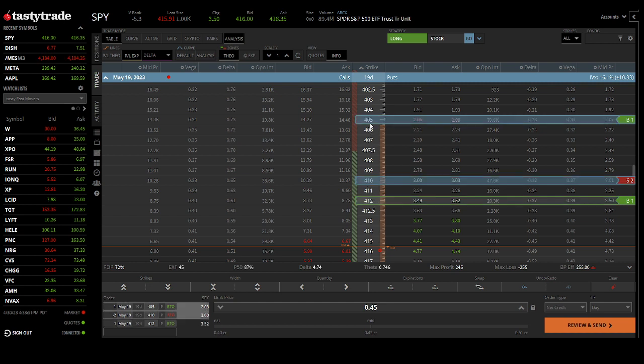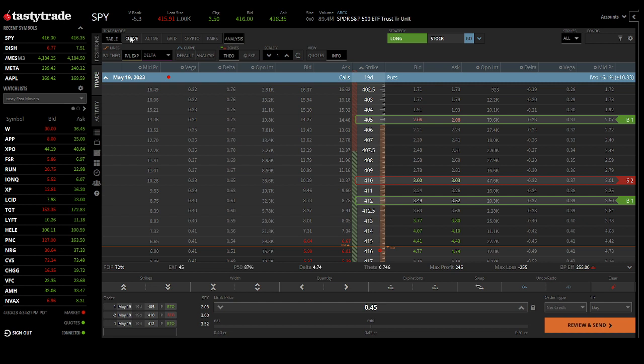So you have a $5 wide put credit spread essentially, selling the 410, buying the 405. And then you have a $2 wide put debit spread, buying the 412 and selling the 410. This gives you a credit that you're collecting, still a positive theta, but it gives you a skewed delta because you have a higher amount of short puts that you are selling. Your max profit is still at this 410 level.